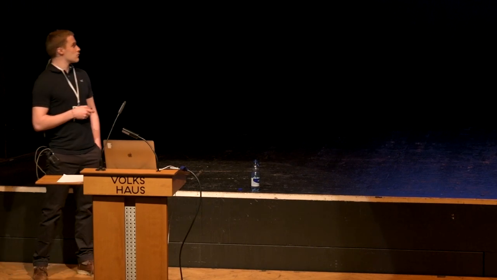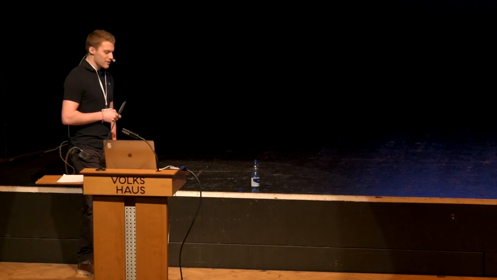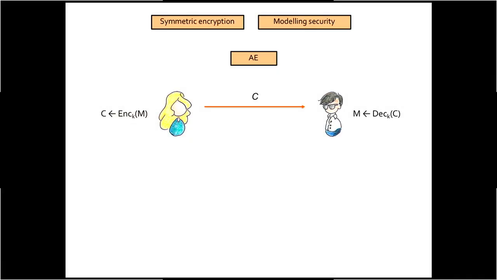But AE, or other standard cryptographic security notions, all have the same underlying assumption. They assume that the ciphertext, when it's sent to Bob, arrives in its entirety. And we also assume that the entire ciphertext is available when decrypting. But is this a good approximation?